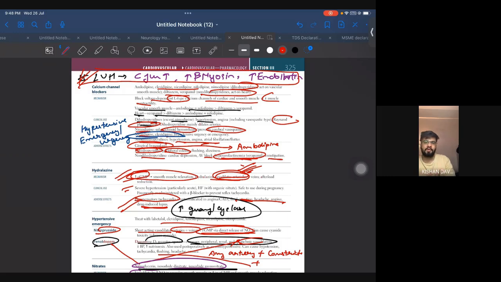We will now shift to vasculitis first. After vasculitis we will start the reproductive system. Okay, so open vasculitis.